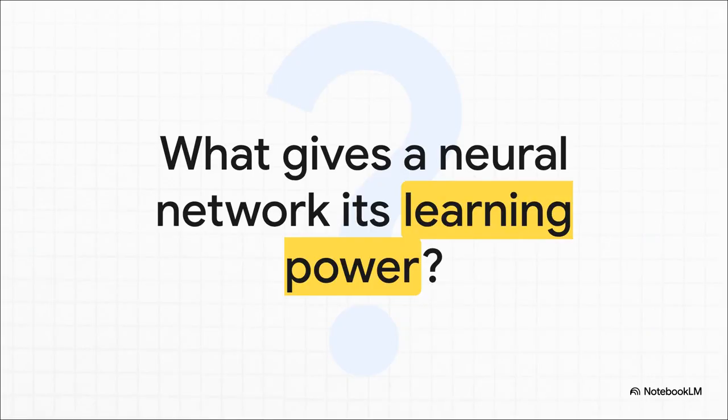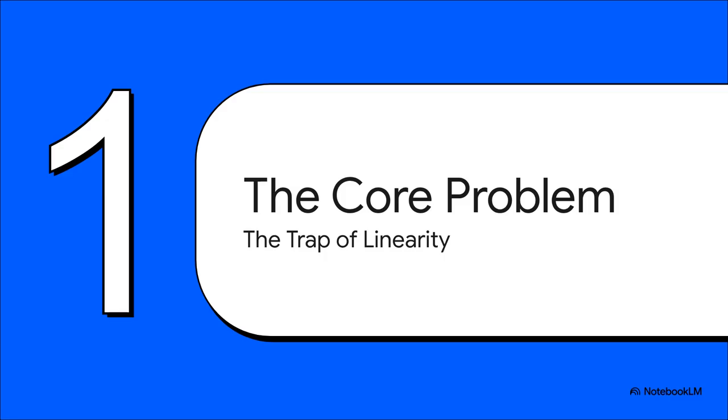So, what's the real difference between a simple calculator and an AI that can compose music or identify a cat in a photo? What's that secret sauce that gives a neural network its incredible ability to learn from data? Well, it turns out it all comes down to this one crucial component we're about to break down. And it all starts with a problem. A big one. It's called the trap of linearity.